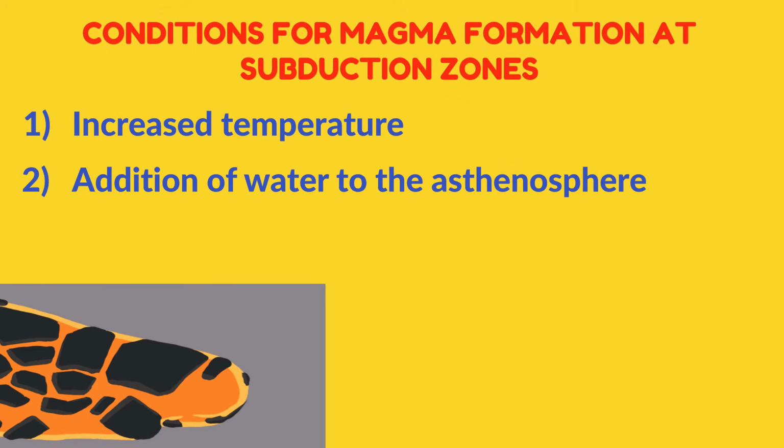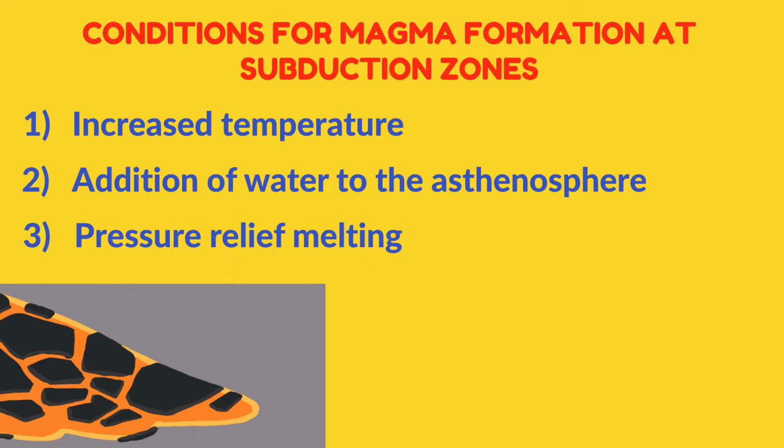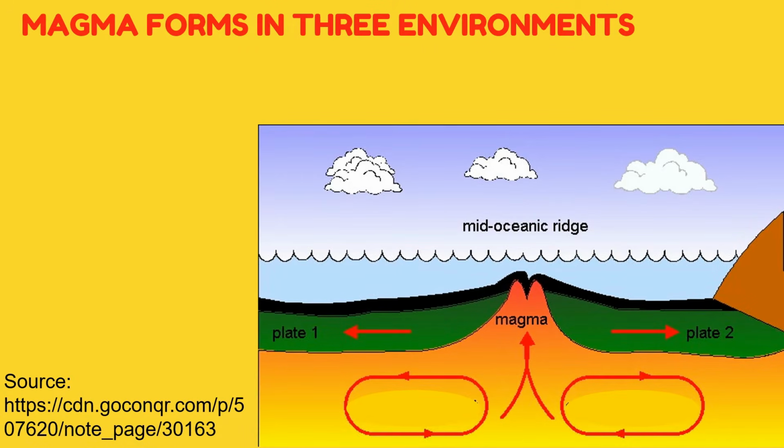Second, we have the addition of water to the asthenosphere. As the soaked oceanic crust dives into the mantle, the seawater boils to generate steam. Steam and hot water rise and melt a portion of the asthenosphere, thus adding to the formation of magma. Third, pressure relief melting. As the rock rises through the mantle, the surrounding pressure decreases and eventually the rock melts as a result.